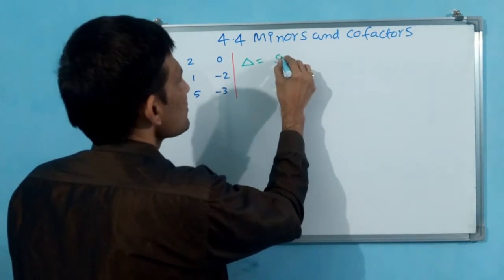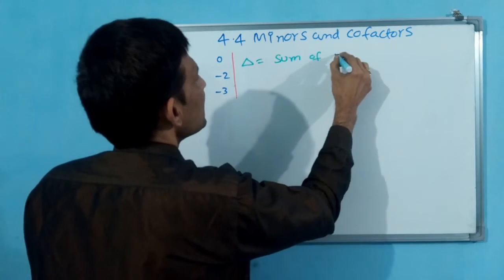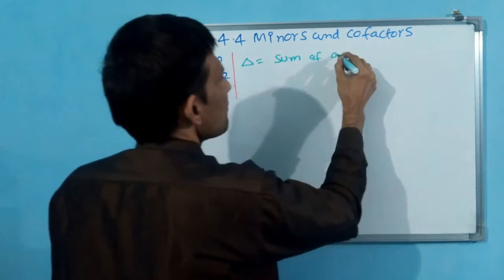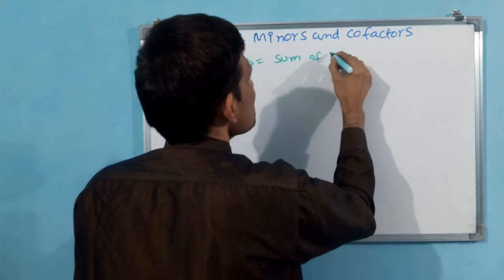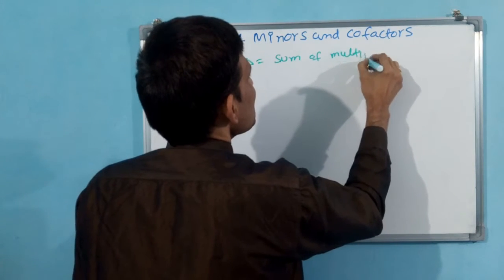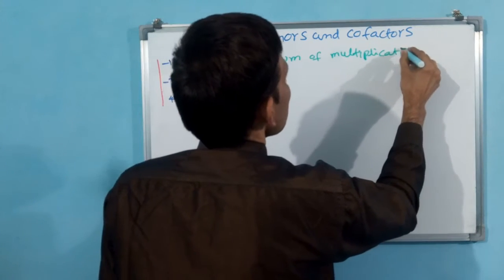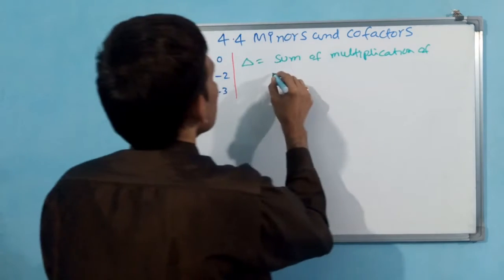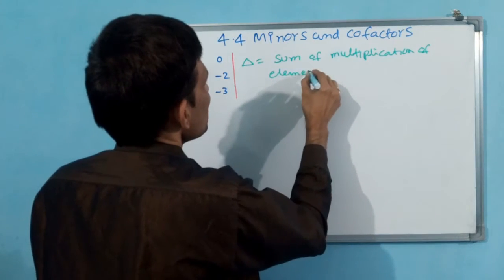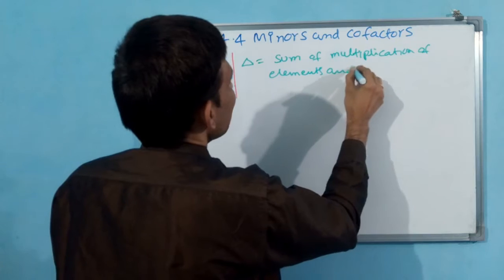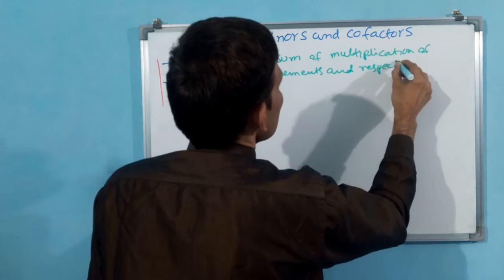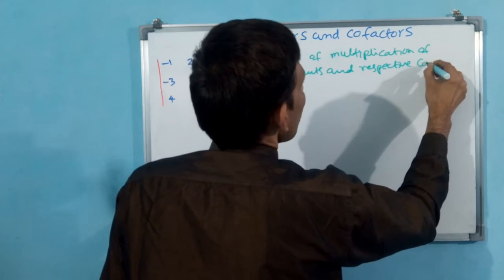Determinant is equal to sum of multiplication of elements and respective cofactors.